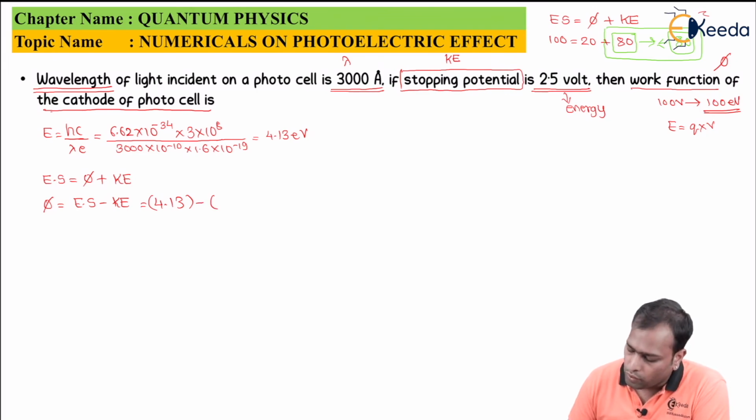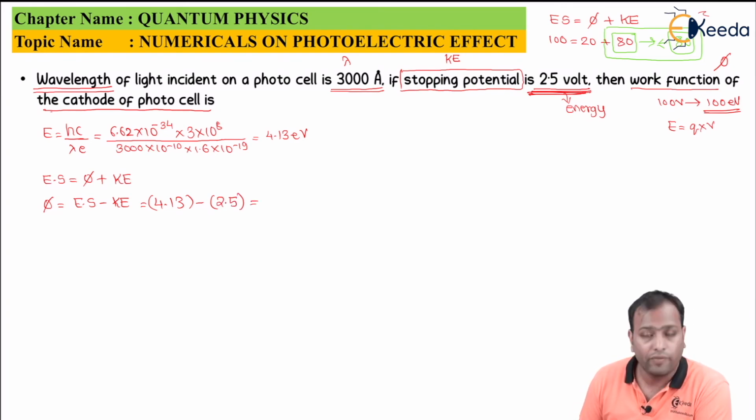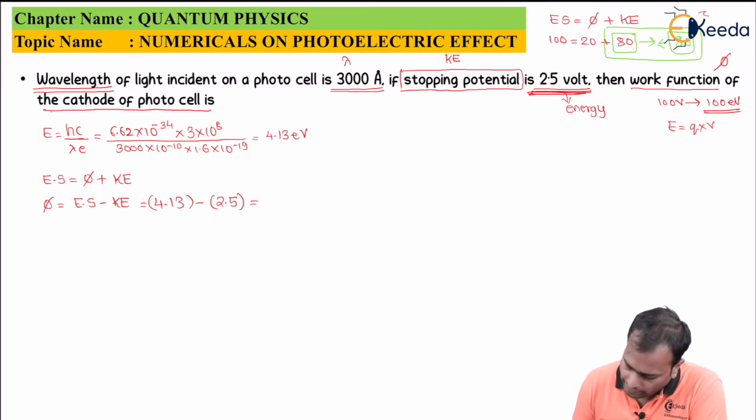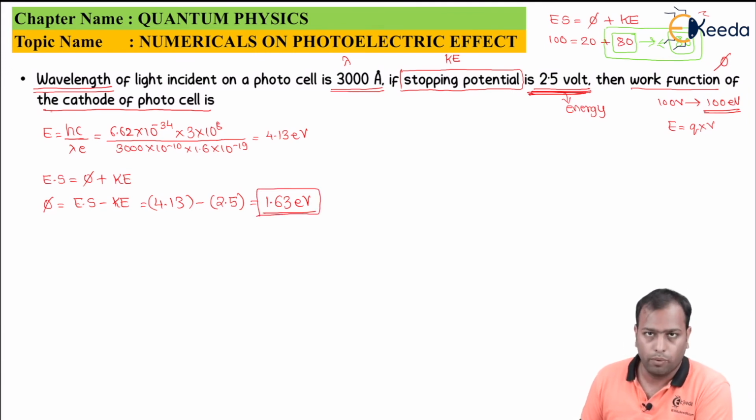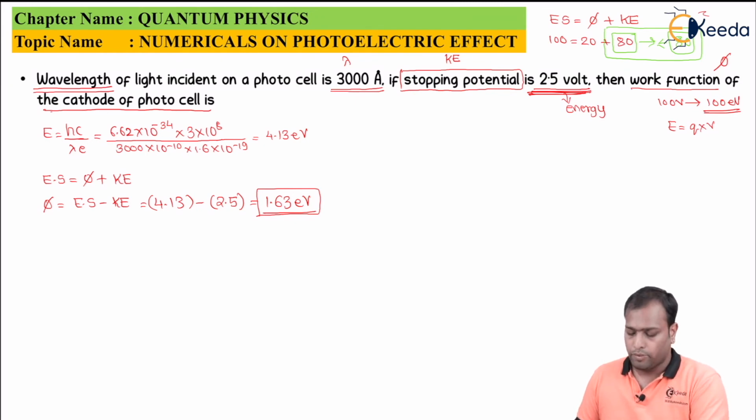Now, here the voltage is 2.5 volts. So in terms of electron volts, it would be 2.5 electron volts. On subtracting 2.5 from 4.13, you'll be getting the value as 1.63 electron volts. This is the work function that we want. Now, so far so good. Now, let's switch to the next numerical.